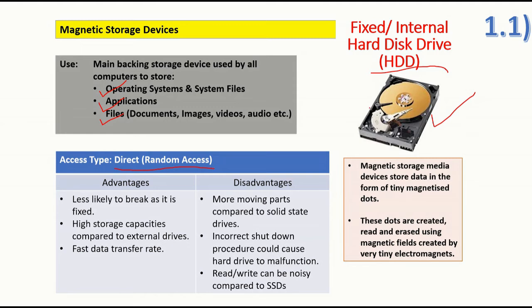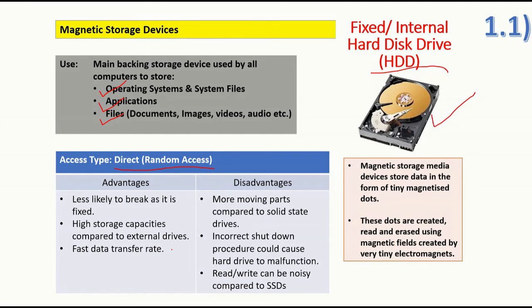So let's see what are its advantages and disadvantages. The advantage of a fixed or internal hard disk drive is that it is less likely to break because it is fixed, and it has a high storage capacity compared to external drives. It also has a fast data transfer rate, which makes it suitable for regular use in the computer.